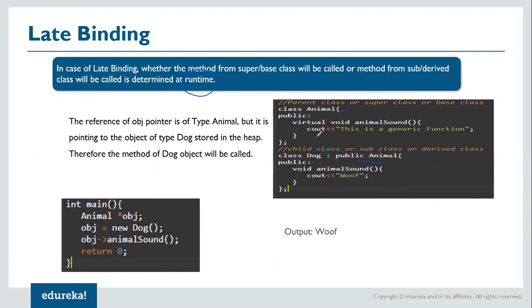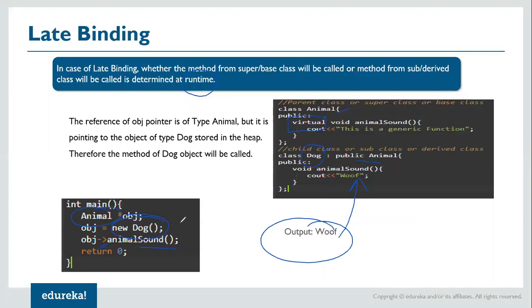Here, you will see that I have made use of the keyword virtual. And the reference, an object pointer of the type animal, is pointing to dog. So basically my reference is of type animal, but it is pointing to an object of dog. And when I call animal sound with this notation, this time the output, woof, will be displayed, which is the output from the subclass object.